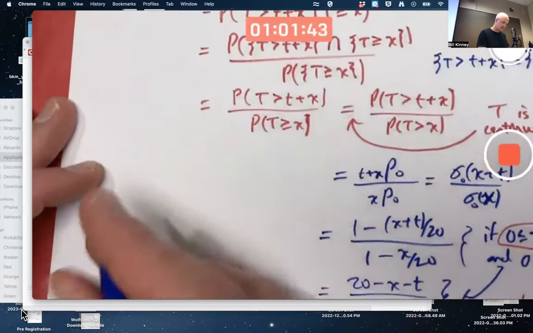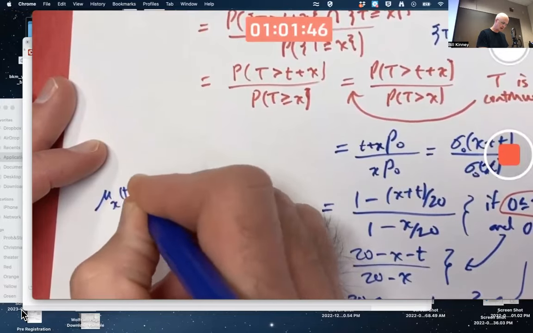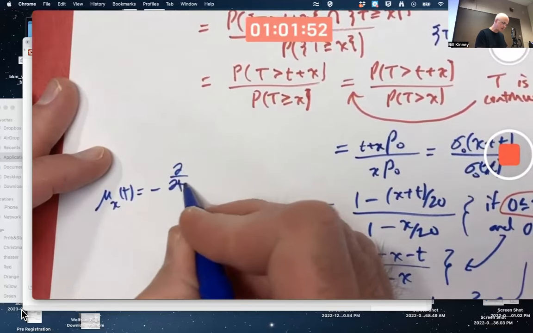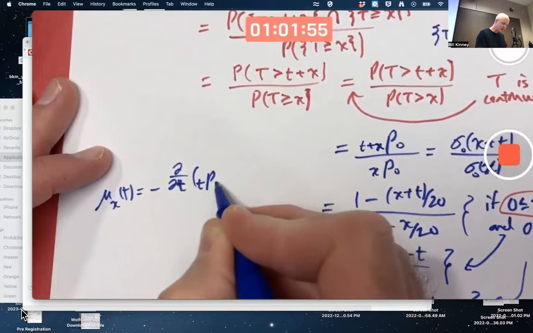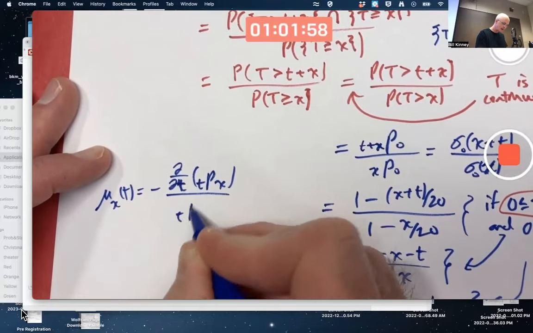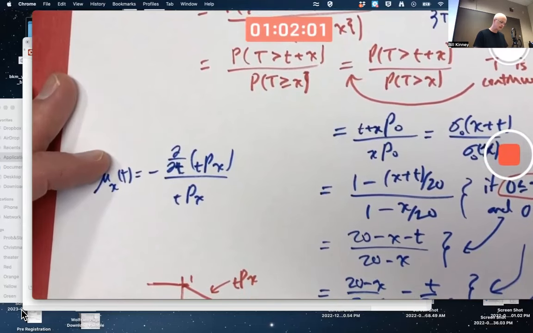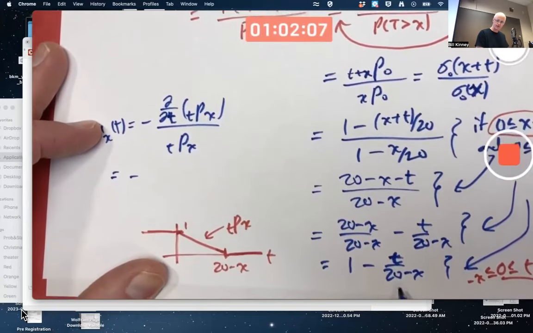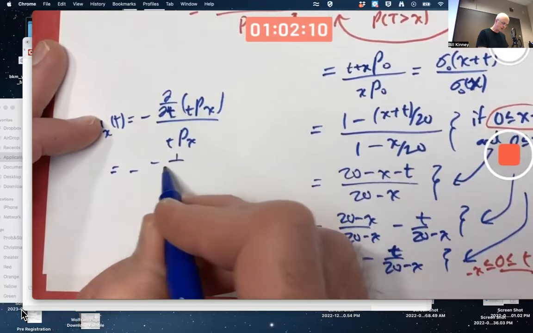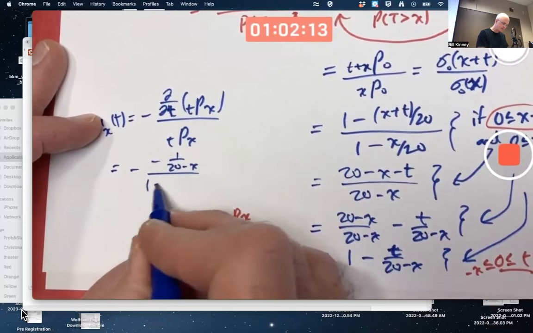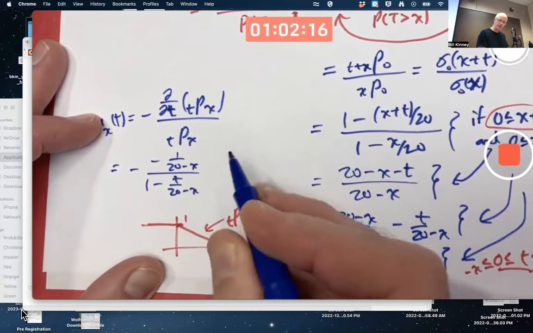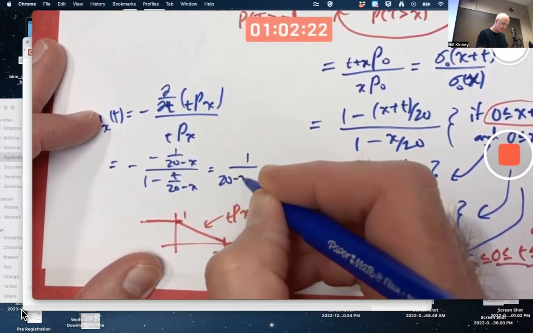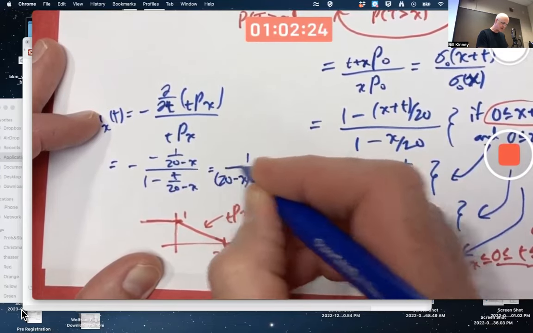Mu x of t is really the negative of the derivative with respect to t, and I'm using partial derivative notation to emphasize there are kind of two variables in here, even though in reality I'm thinking of x as fixed. The derivative of this with respect to t is going to be negative 1 over 20 minus x. Simplified by multiplying the top and the bottom by 20 minus x and also canceling the negative signs, you get this function.